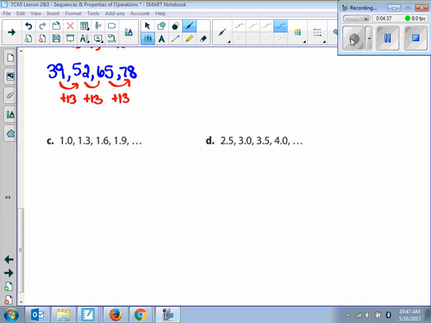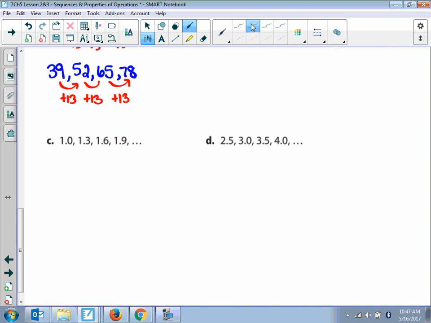So for letter D, let's do letter D. I want to do a decimal one. So how do I get from 2.5 to 3? We're adding 0.5. We're adding 1/2, right? And then from 3 to 3.5, we're adding 1/2 again. Very good. And then from 3.5 to 4, we're adding 1/2 again. Very good. 5/10 is 0.5.